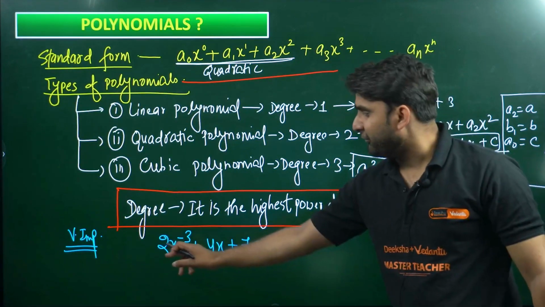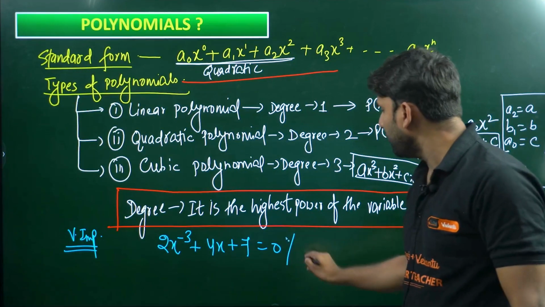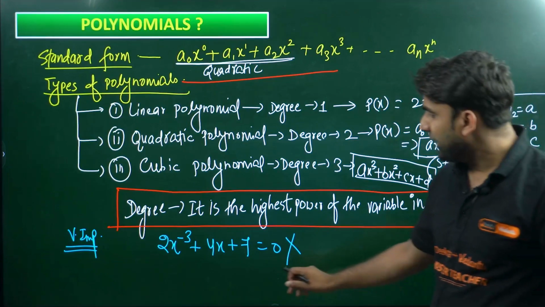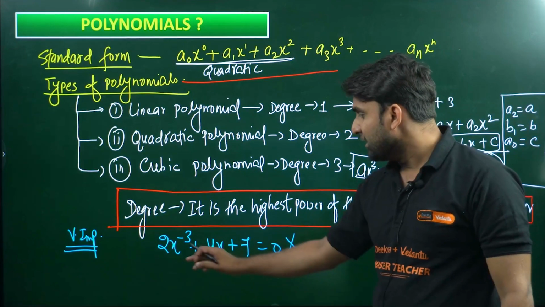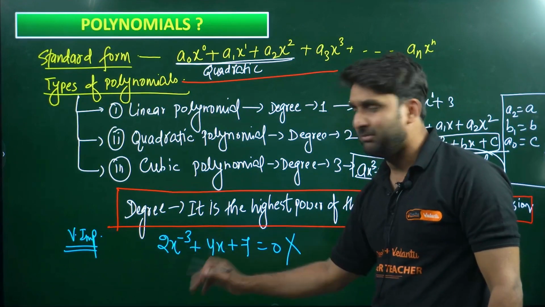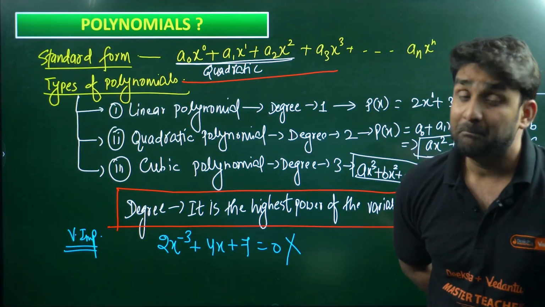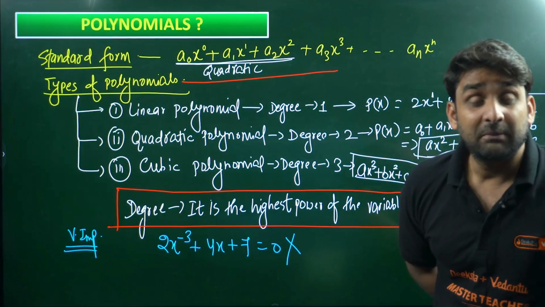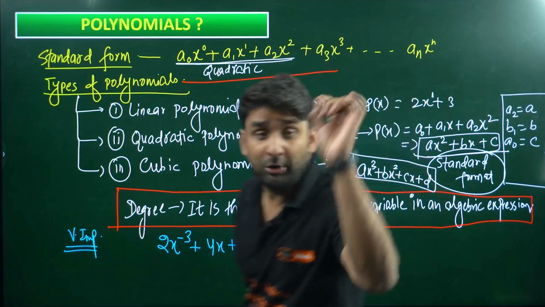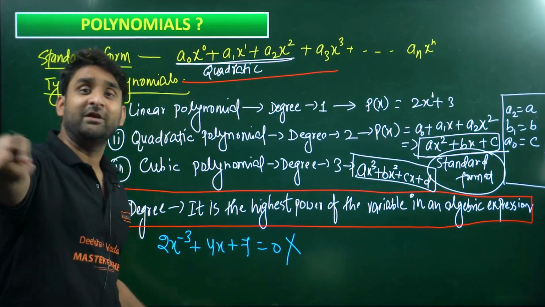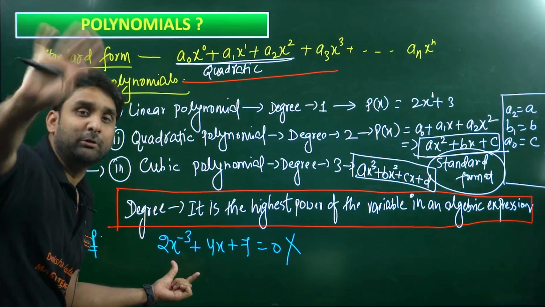Is it the right format of polynomial? No, this is not a polynomial. Despite having a relationship between constant and variable, it is not a polynomial. Why? Because the power is in negative form. Power cannot be negative. The power of a variable should not be negative. If the power of a variable is negative, that will not be a polynomial.